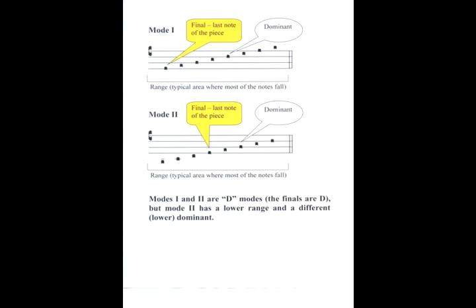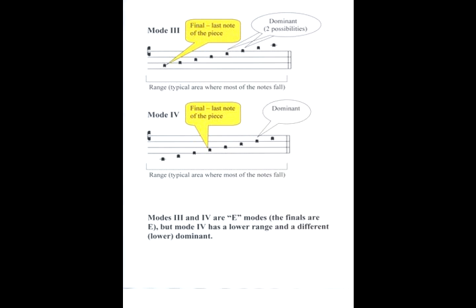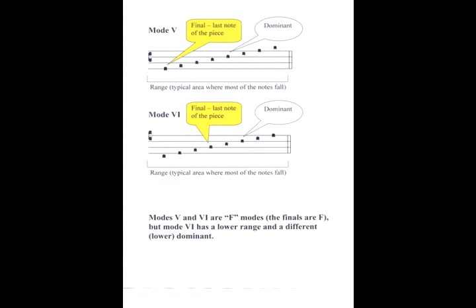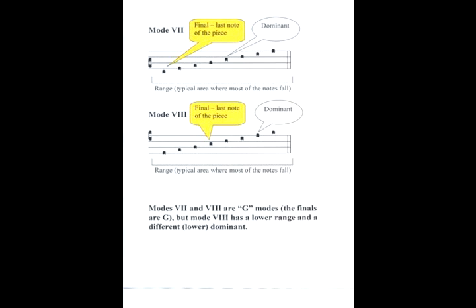Each mode has a final, a dominant, also called the psalmodic reciting tone, and a range. The final is always the last note of the piece. For modes 1 and 2, it is D. For modes 3 and 4, it is E. For modes 5 and 6, it is F, and for modes 7 and 8, it is G.